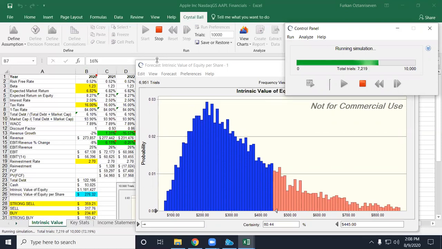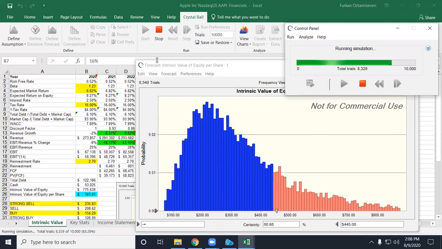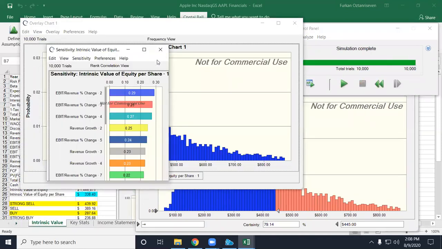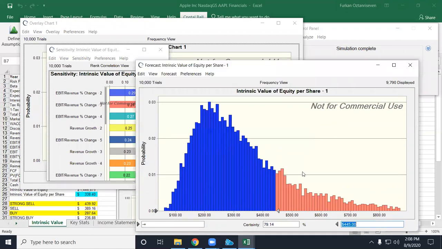It takes a little bit longer, but again, the model is not so big, so I can run 10,000 times to get more accurate results. Again, you can see the results: the current price is 445 dollars. The probability of the intrinsic value per share being lower than the current price is almost 80%.